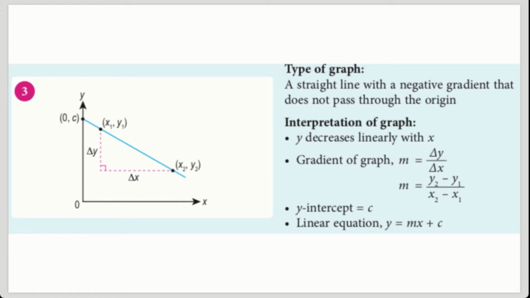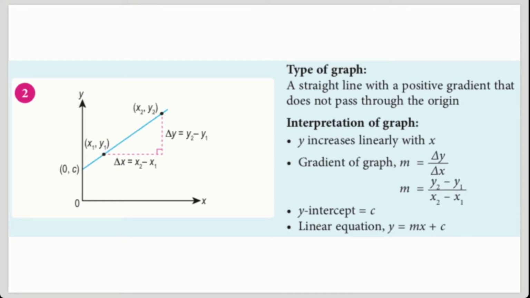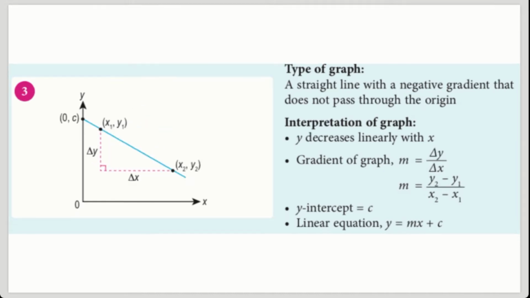So interpretation sekarang ialah y decreases linearly with x. So kalau positive gradient, y increases ataupun y semakin banyak. Okay, dan if it's going down, then y decreases linearly with x. Cara kira gradient pun sama. So we have y2 minus y1 over x2 minus x1. Y-intercept pun masih sama. Linear equation pun masih sama juga cara kita kira.